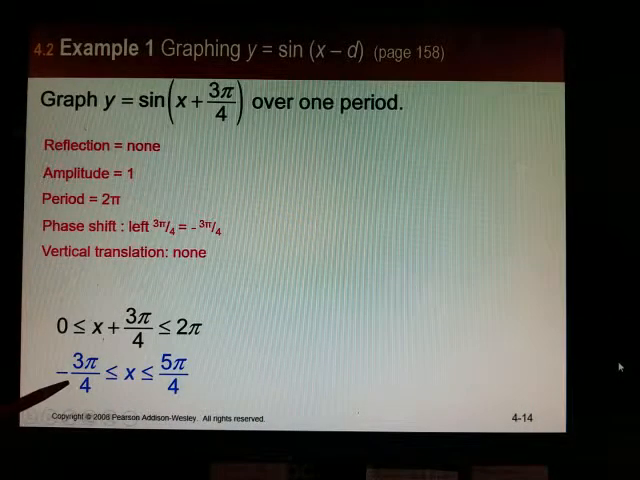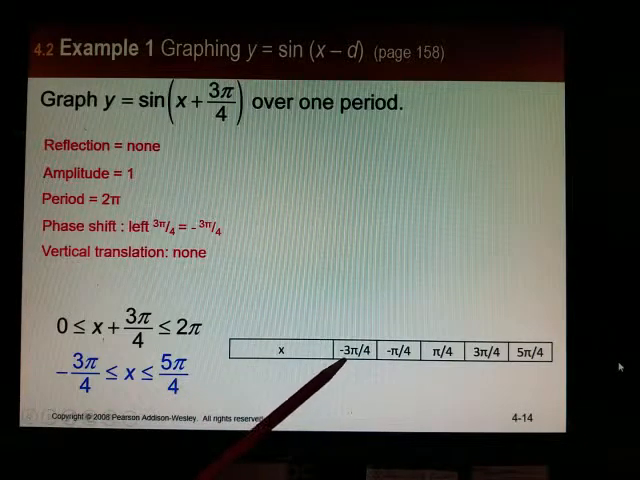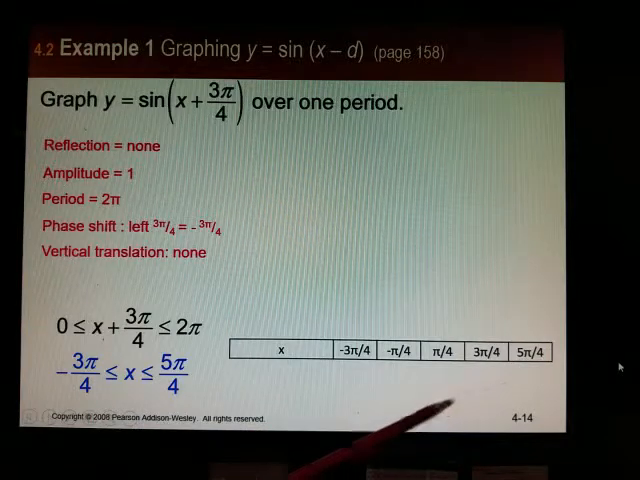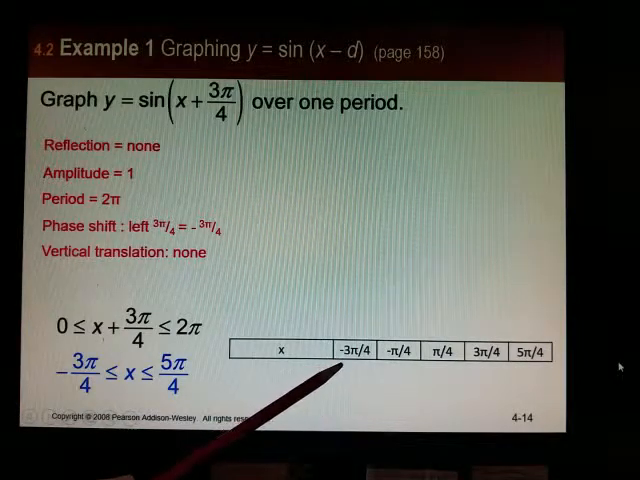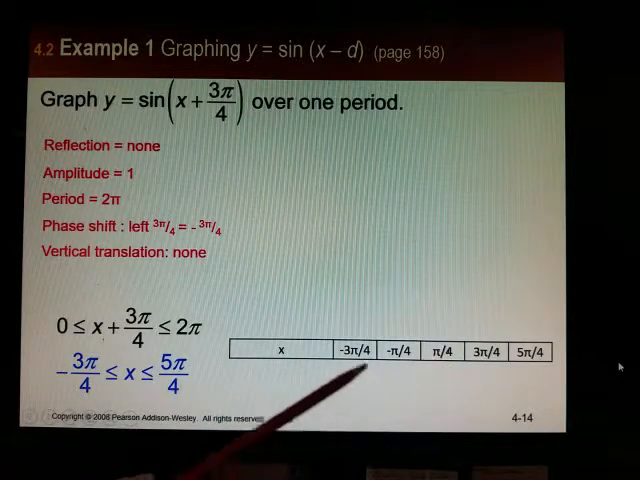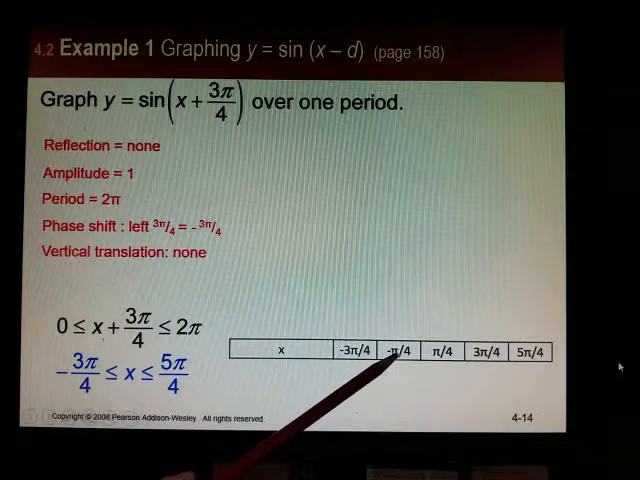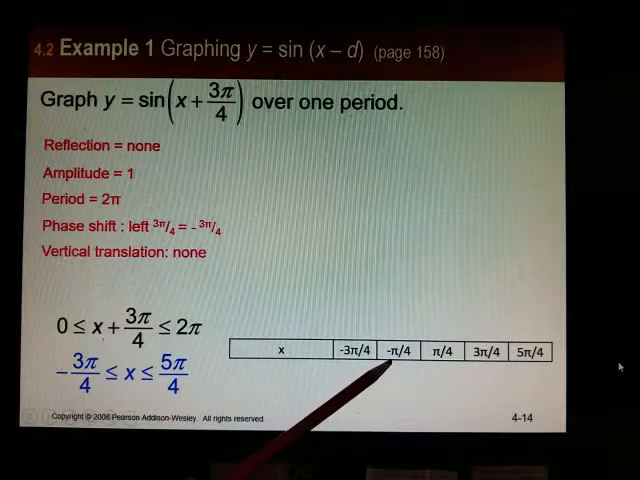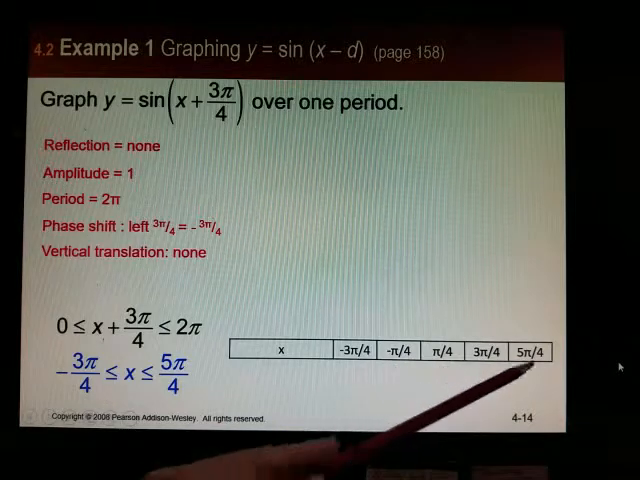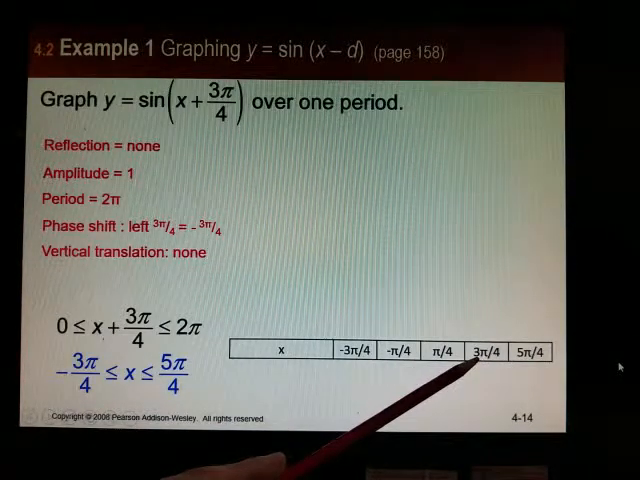So these are the ends of my table. Now I want the midpoint between those two. If I add negative 3 fourths plus the 5 fourths, that would give me 2 pi fourths. Half of 2 pi fourths would be 1 pi fourth. Add these two together, that's going to give me negative 2 pi fourths. Half of negative 2 pi fourths would be negative 1 pi fourth. Add pi fourth and 5 pi fourths together, those two would be 6 pi fourths. Half of 6 is 3 pi fourths.